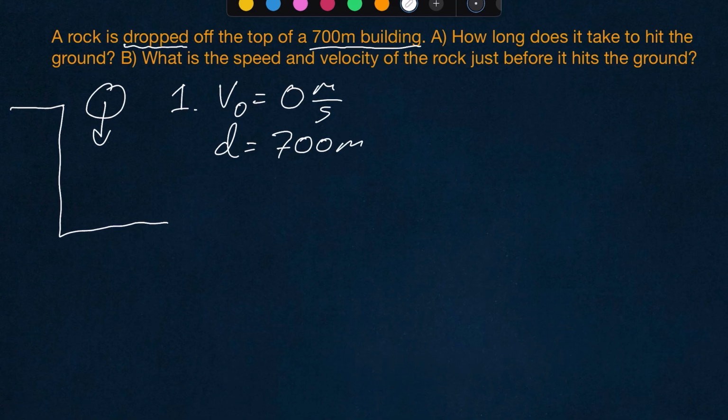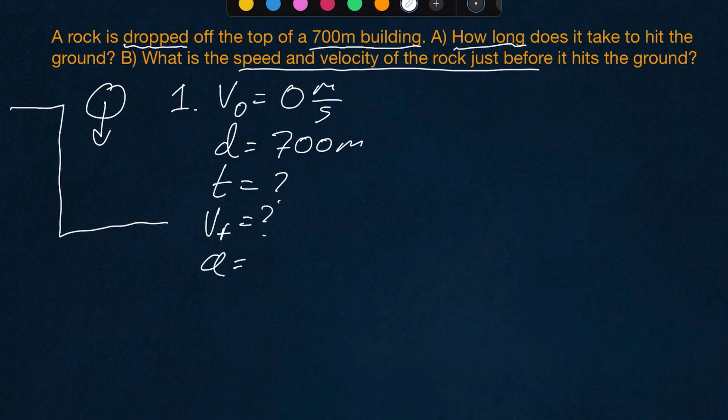It is asking how long the rock takes to hit the ground. So we don't know t, and it's asking for the speed and velocity of the rock just before it hits the ground. So we also are trying to solve for v final. And we know that acceleration, as always, is negative 9.8 meters per second squared.